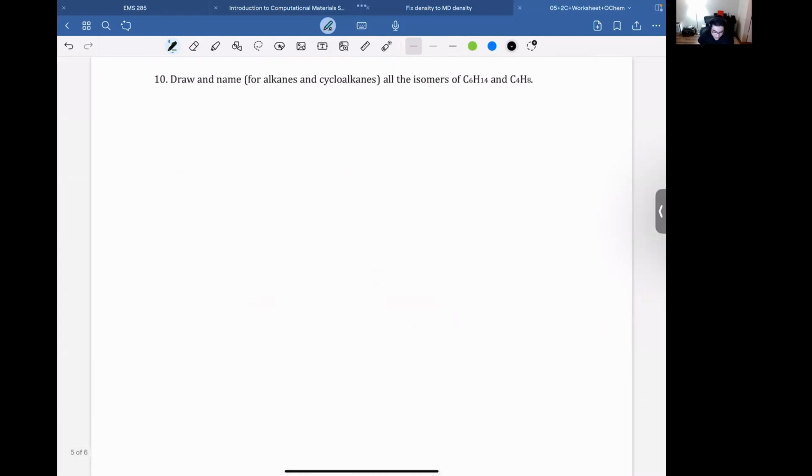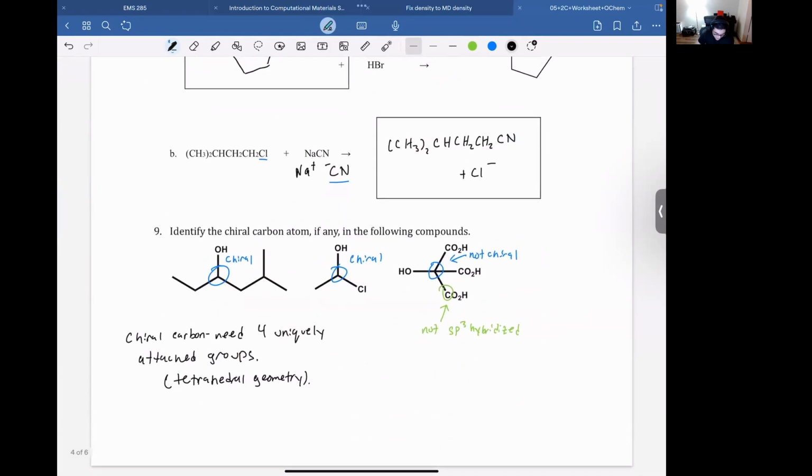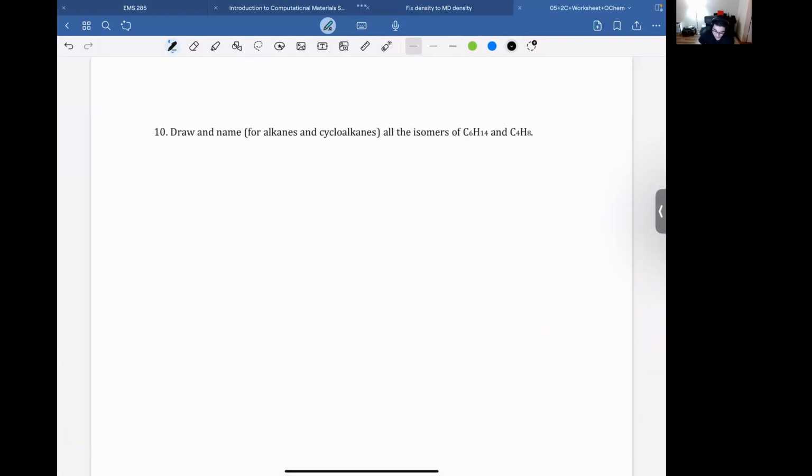Going on to number 10, it says draw the name for alkanes and cycloalkanes for these isomers. Now I want to make a note here. The alkanes are with the C6H14. The cycloalkanes are with the C4H8. If you don't read it like that, you won't get this question correct.